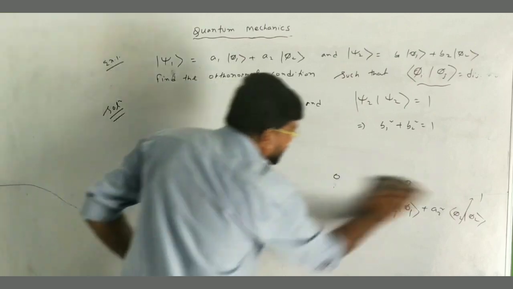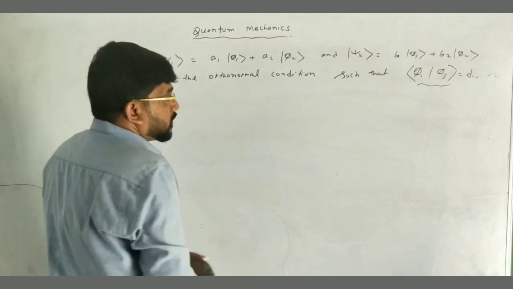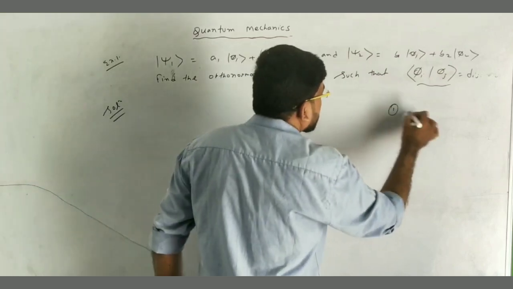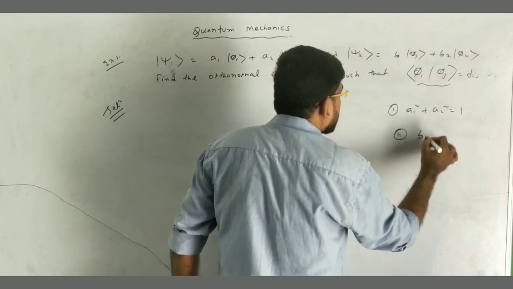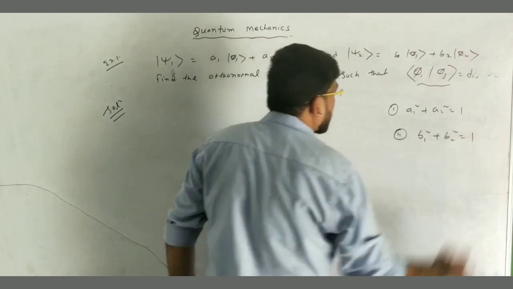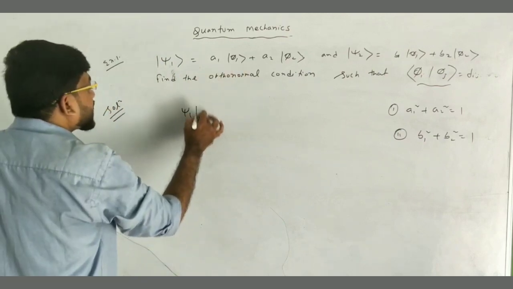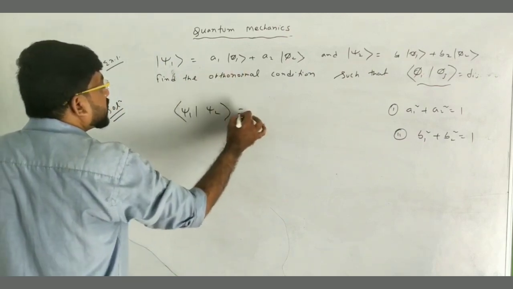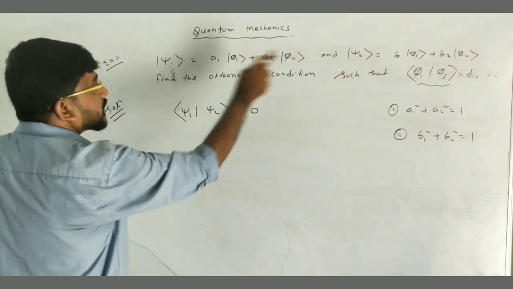Okay. So, now you can see we get two conditions. One is a1 square plus a2 square is equal to 1, and another is b1 square plus b2 square is equal to 1. We will get another two conditions. How? If you take psi 1 with psi 2, that will be equal to 0. Now, what you will get in that case? You have psi 1 and psi 2.